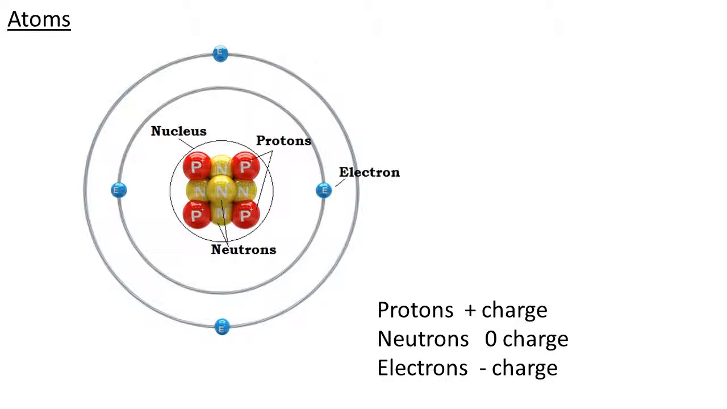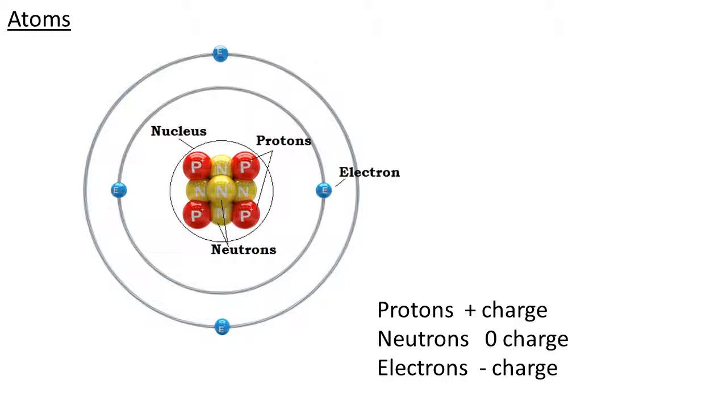So let's have a look at one of these atoms. In the middle bit, you've got a thing called the nucleus. And in the nucleus, you find protons and you find neutrons. Protons have got a plus charge, and neutrons have got no charge at all. So the overall charge of a nucleus of an atom is plus. All atoms have a positive charge in the nucleus. Whizzing around the outside, you've got these negatively charged things called electrons. And they are responsible for things like electricity and a lot of the bonding.